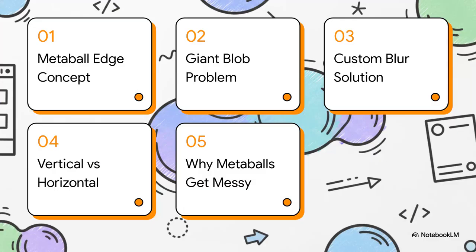Here's a quick roadmap of what we're covering. 1. The Metaball edge concept. 2. The giant blob problem. 3. A custom blur solution. 4. Vertical versus horizontal scrolling. And finally, number 5, why metaballs get messy.